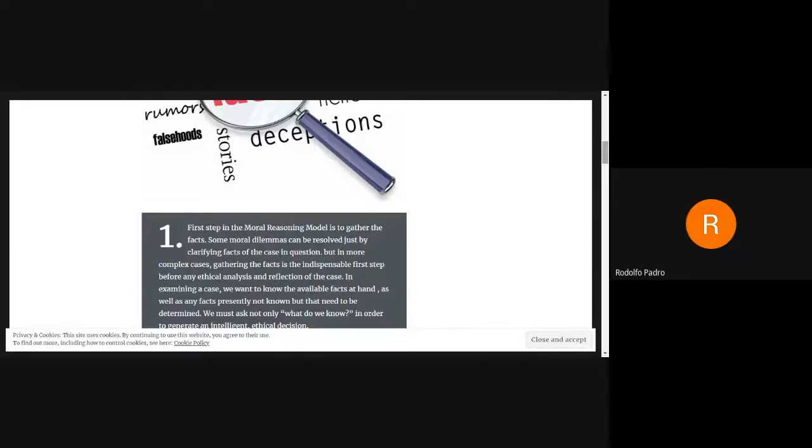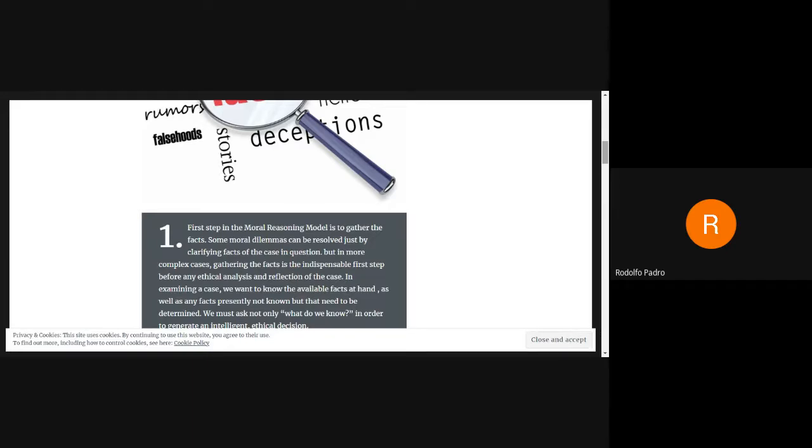Pinaka-importante gid ang pag-gather of facts. Some moral dilemmas can be resolved just by clarifying facts of the case in question. But in more complex cases, gathering the facts is the indispensable first step before any ethical analysis and reflection of the case. So we should not jump to a conclusion, no? Gani, when we are going to put basis on science, naging importante na know what the problem is.